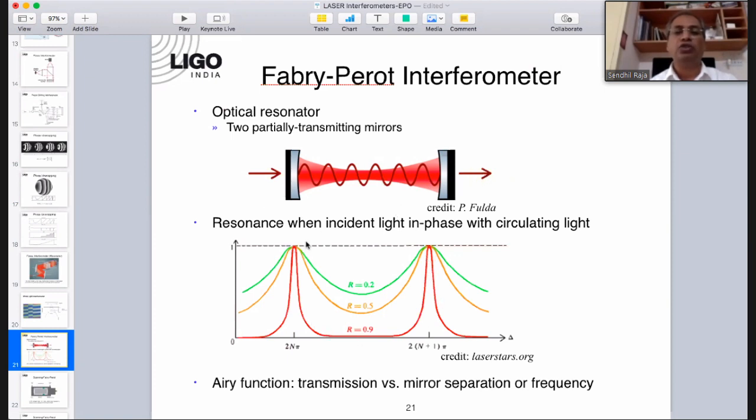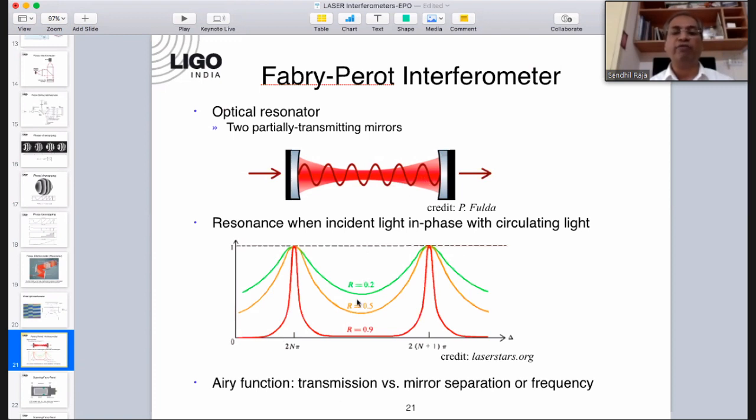The transmission quality, or the finesse, is dictated by the reflectivity of the two mirrors. For mirror reflectivities of, say, 0.2, 0.5, and 0.9, you have a transmittance function for this pair of cavities which looks like this.